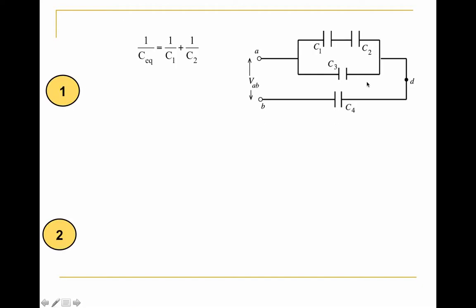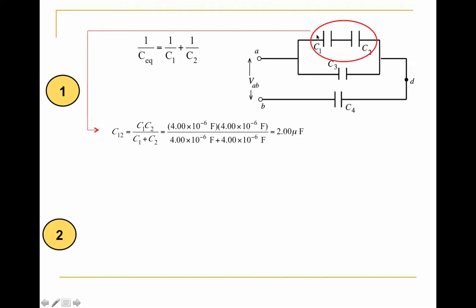So let's do that. I'm going to first look at these two capacitors, C1 and C2. These are connected in series, so 1 over C equivalent will be 1 over C1 plus 1 over C2, so 1 over 4 plus 1 over 4, which is 2 over 4, and when you take 1 over that, that will give you 2 microfarads. So the equivalent capacitance for these two is 2 microfarads.